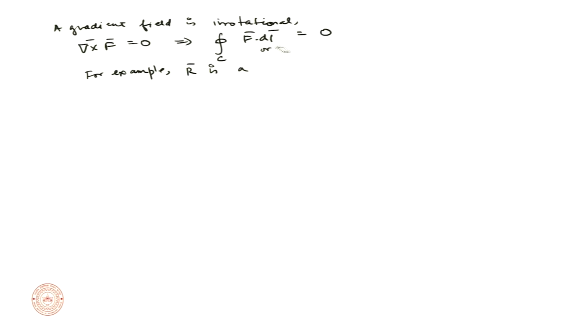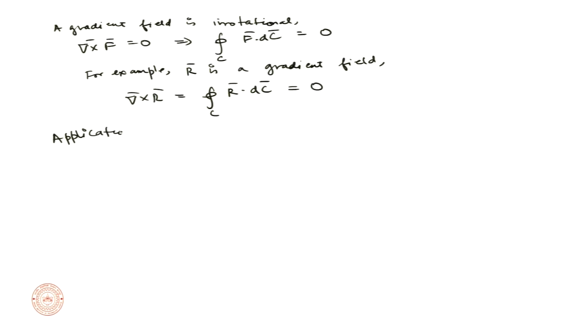So, let us just write this C instead of r, is a gradient field, which means that del cross r is equal to the cyclic integral of the r vector dot with a given bound surface, is equal to 0. Okay, because it is flowing outwards, there is no rotational component in this case. Some applications of Stokes theorem and also of Green's theorem.